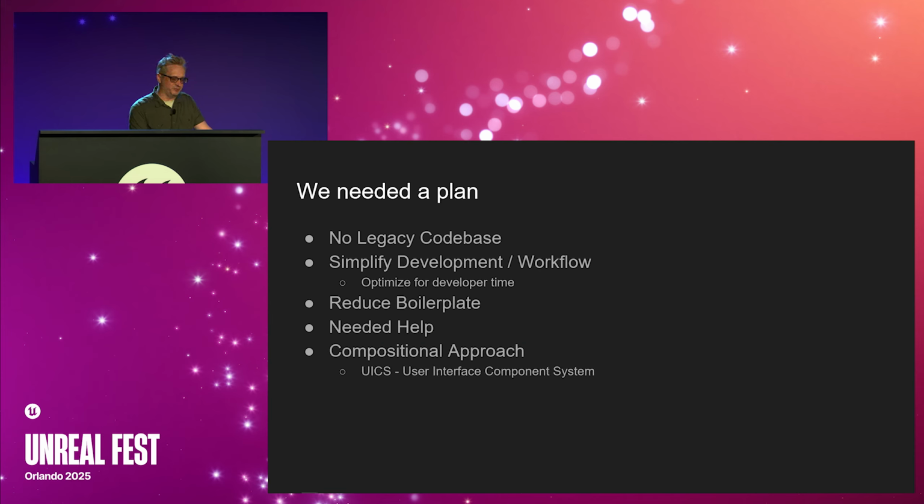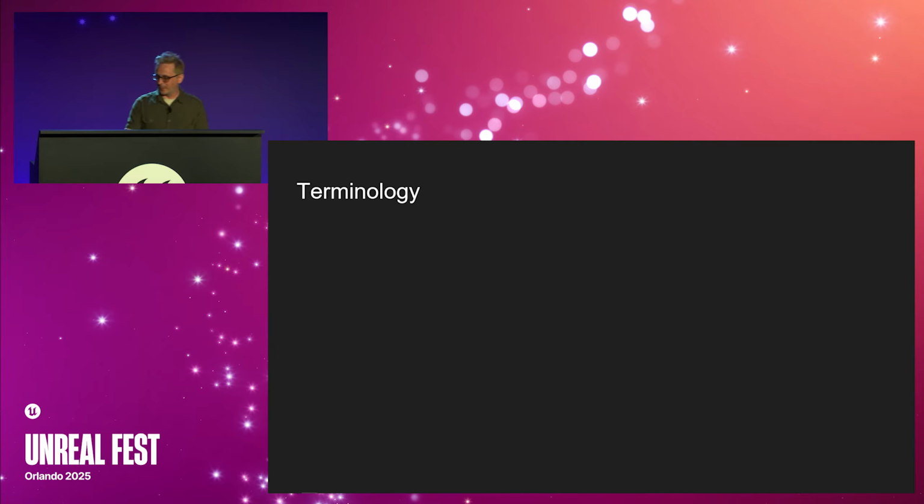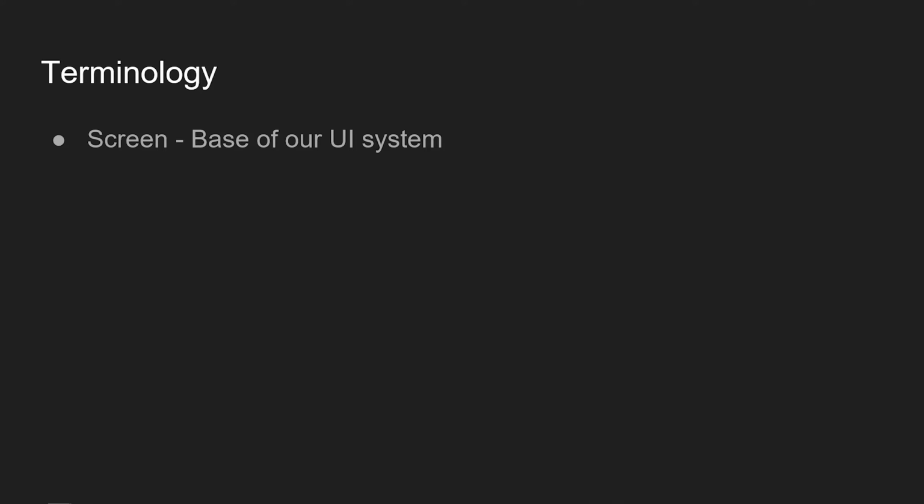And so we called this system UICS, User Interface Component System. Now, I have to warn you, this part's going to be a little bit dry. I'm going to try to go through it as fast as we can, so just stay with me. It's important for all the things we're going to be talking about later, but we'll get through this together. So I just want to define some terms so we're on the same page.